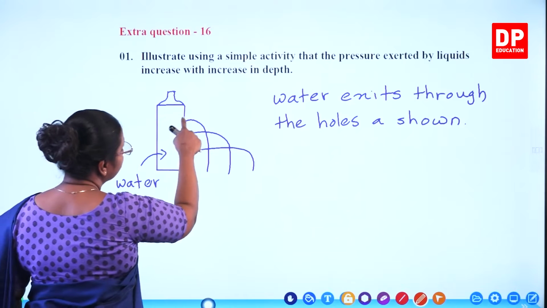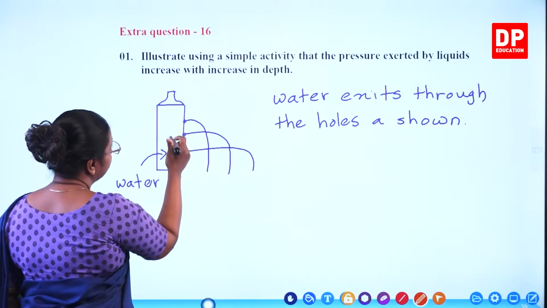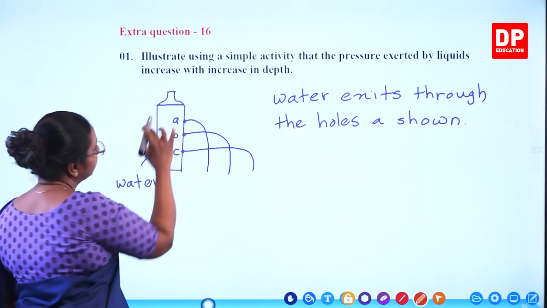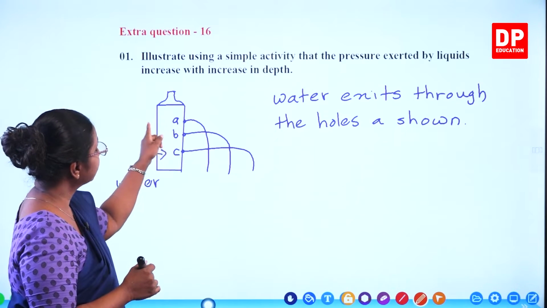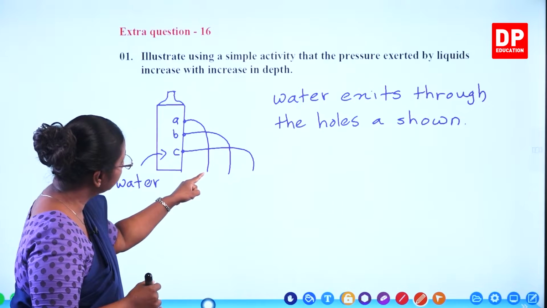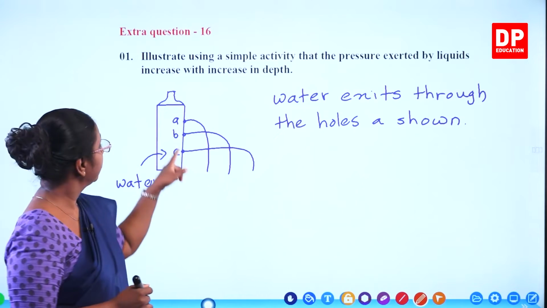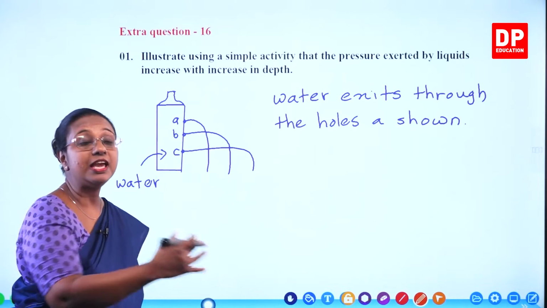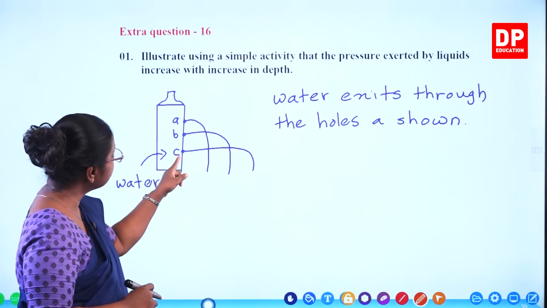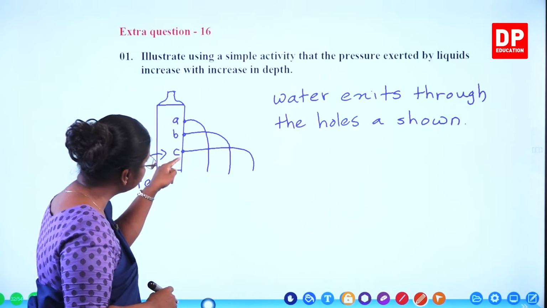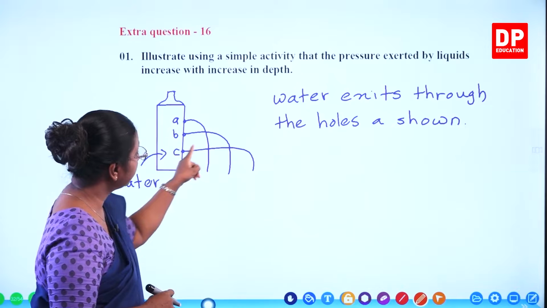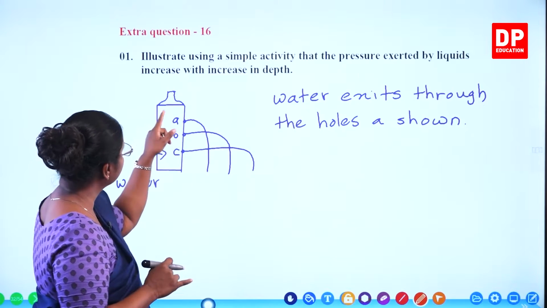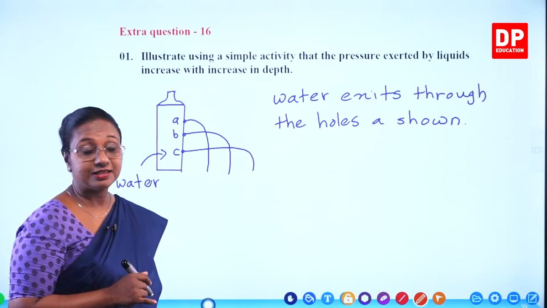You can see the water coming out through the hole above. If I mark them as A, B and C: at A, the depth is less, so the pressure is less. That is why the water is pushed only to a shorter distance. At B, the depth is more, and the water is pushed away from the bottle. And at point C, the depth is even more and the water is pushed even further away from the bottle. So that is how we can explain that the pressure increases with increase in depth.